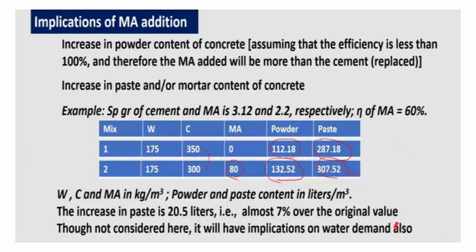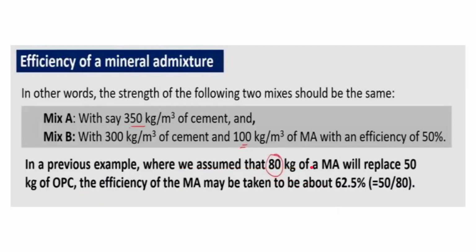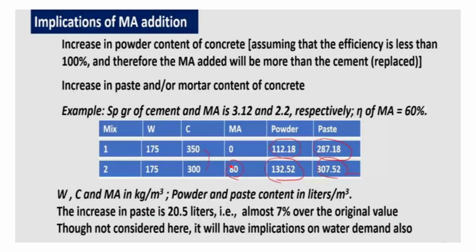Based on trial mixes, we have two mix proportions. If you see, in one they have not used mineral admixture, in the other they have used it, and both have the same strength. For getting 350, they have used 300 of cement and 80 of admixture, as given in this example. So 80 having an efficiency of 62.5% gives 50; 80 into 60% is around 50 kg. So the powder gets increased by around 20.5.